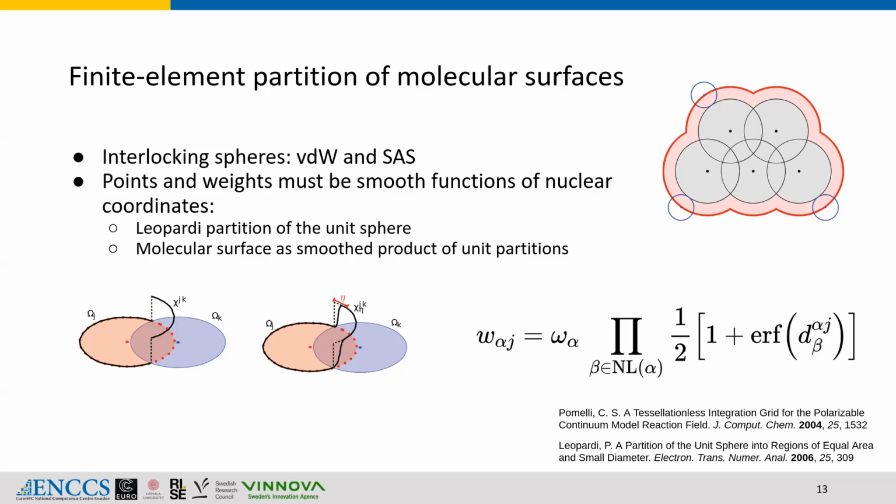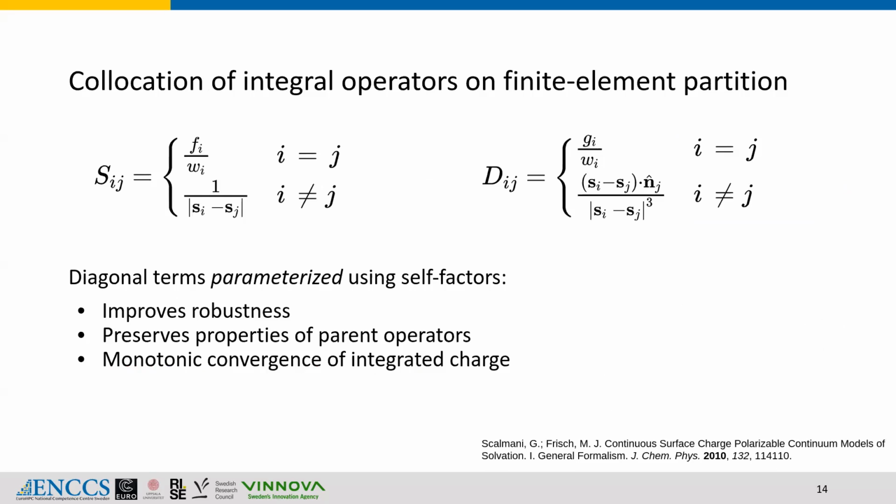And then the molecular surface is built as a product of the unit partition in each sphere with some smoothing factor for the fact that when the spheres intersect, I don't want to just jump from the points of one to the points of the other, but I want to smoothly transition from one to the other. And this is what makes it possible to implement molecular gradients in a robust fashion, because then I don't have jumps in the potential energy surface if I use this form of the weight here.